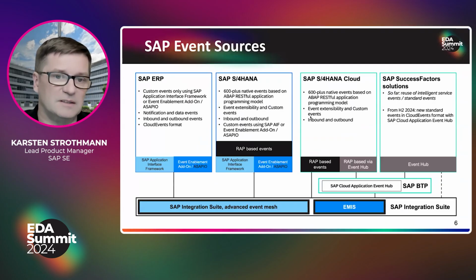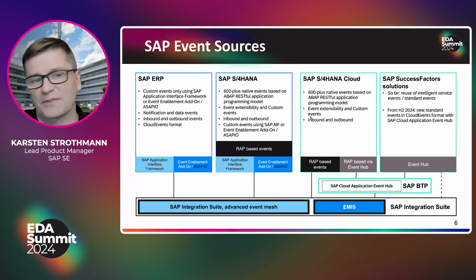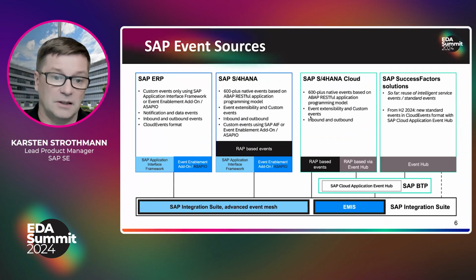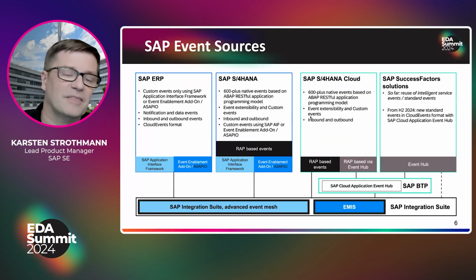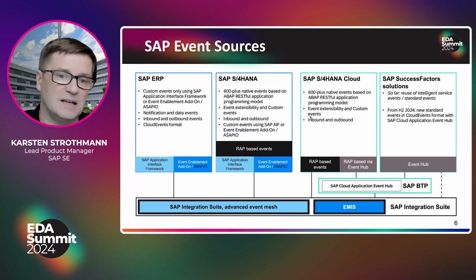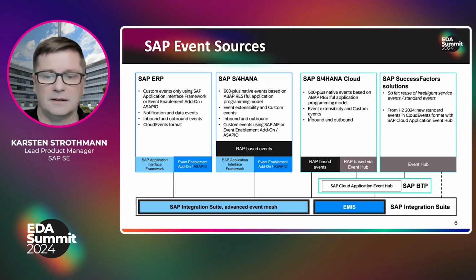You can create custom events. You do that using the RAP-based, the ABAP RESTful Application Programming Model approach. And this allows for inbound and outbound events. On top of that, you can use the SAP Application Interface Framework to create custom events and expose those to Advanced Event Mesh. Important point here, the native events you can use from the 2022 version onward. On top of that, the Asapio add-on is another option.